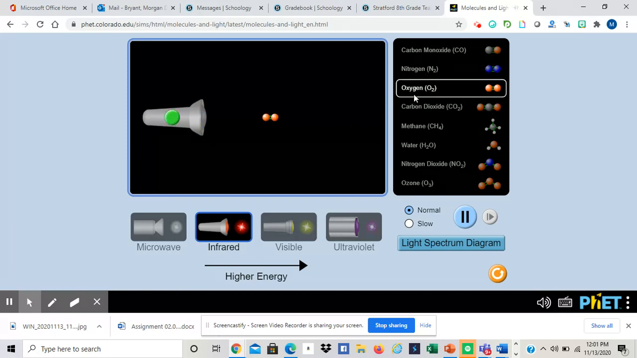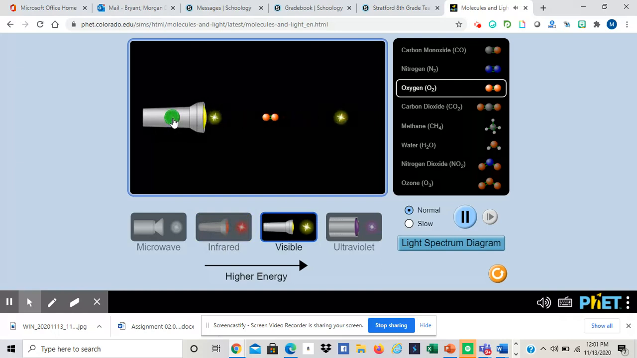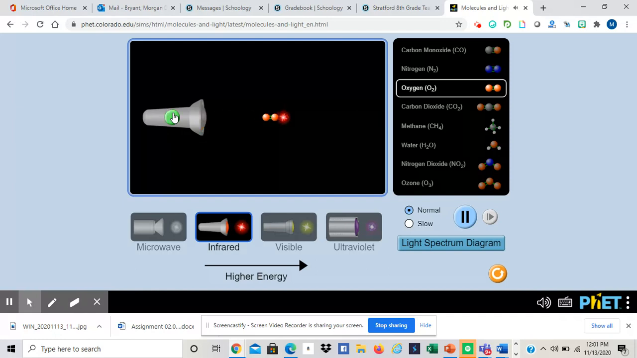So now I'm switching it to the oxygen. Go ahead, I'm going to pause this video so that you can draw out the oxygen molecules to see what it looks like. And now we're going to test it with visible light. No reaction. And infrared. No reaction.